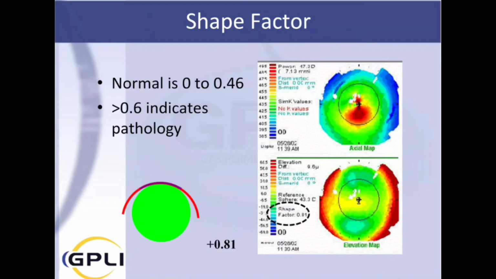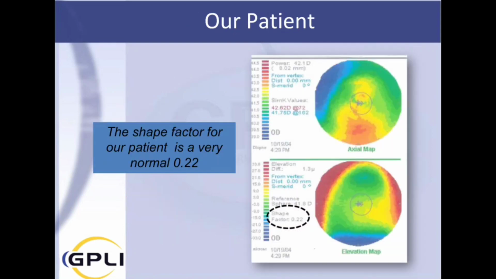A normal shape factor is anything less than 0.46. Anything greater than 0.6 indicates that it might be a pathological cornea. Our patient has a shape factor of 0.22. That is a very normal shape factor.